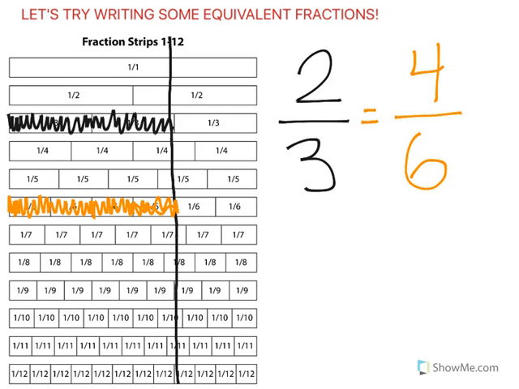Now, in our next lesson, we're going to learn an easier way to solve for equivalent fractions without fraction strips. However, this is a great starting way to learn how to see and find equivalent fractions.